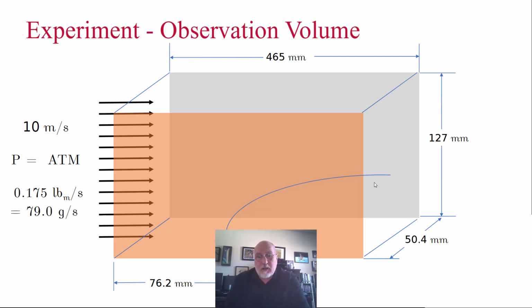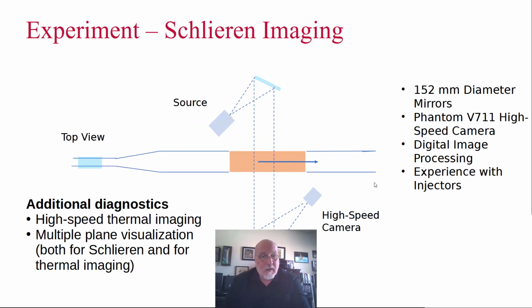Initial experiments will have injection of CO2 at 30 meters per second into an atmospheric pressure 10 meter per second flow of nitrogen. And it will be captured with a high-speed camera, Phantom 711.